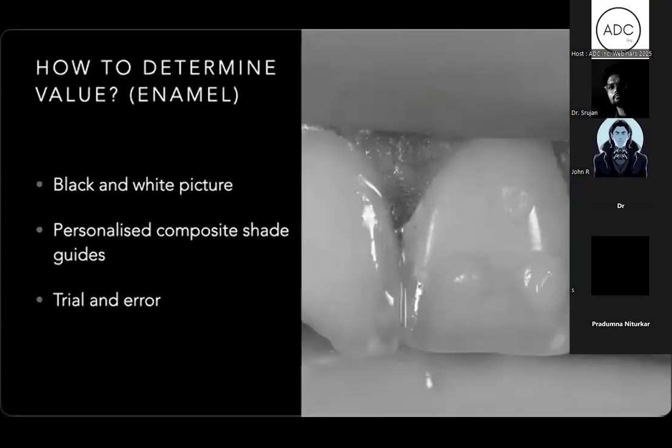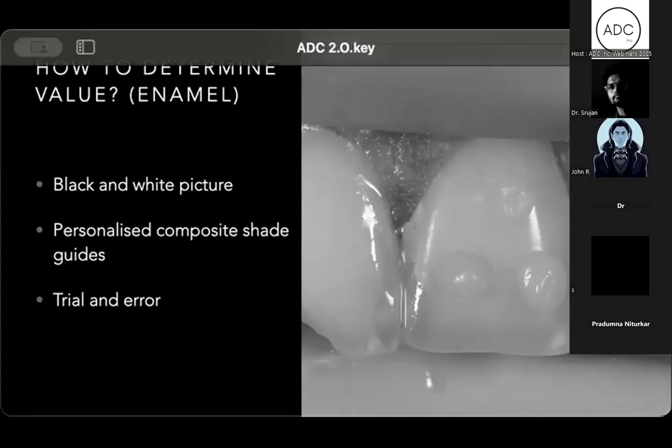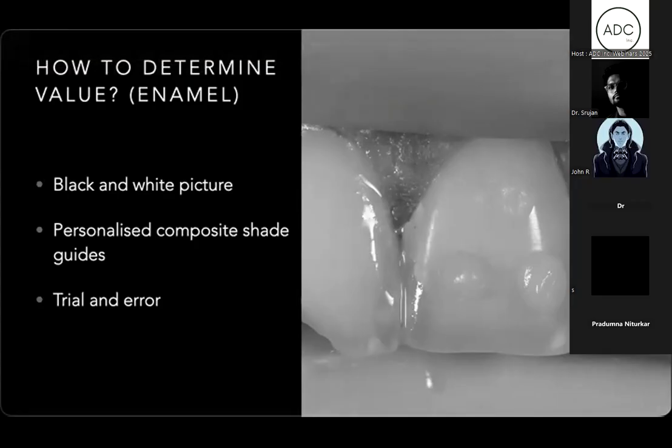This is the composite button technique I was talking about. You take small buttons of different shades of composite, you place it on the tooth, and you take a black and white picture. So what happens over here? The shade which blends the best, according to brightness. This seems a little more bright to me. This seems a little dull. This is just the perfect shade that we want, right? So I'm going to go with this. This was A3, this was B2, and this was A2, right? So this is how we are going to do the enamel shade selection.